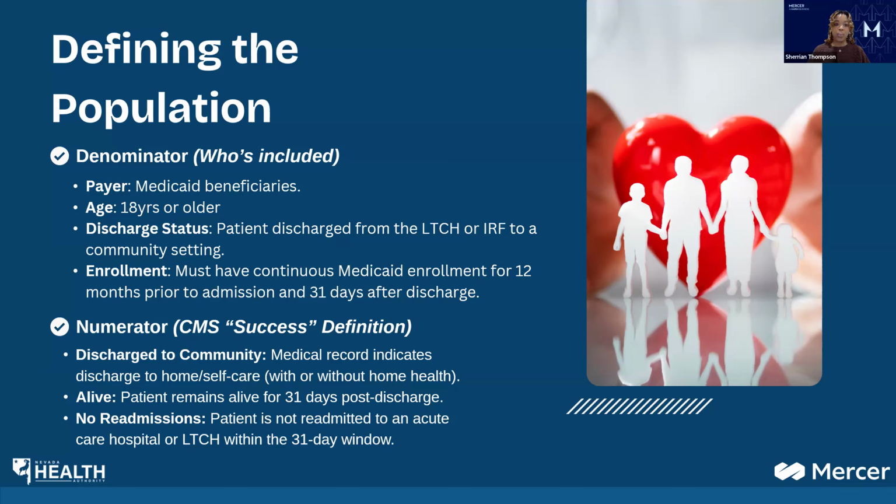Okay, so again, to count as a success, a Medicaid patient must be discharged to a community setting, stay alive and out of the hospital for a full 31 days. If they are readmitted to an acute care hospital on day 30, then that encounter becomes a failure for this measure. Okay. Next slide.